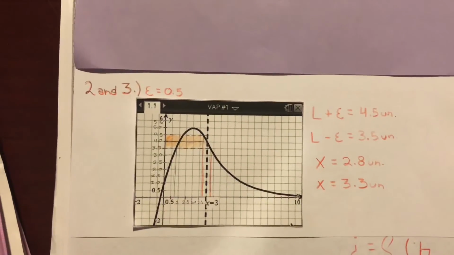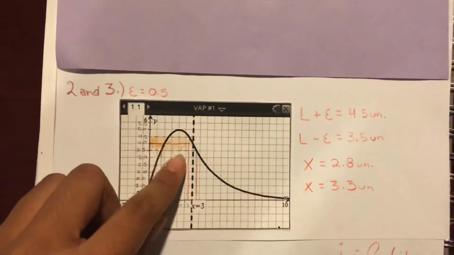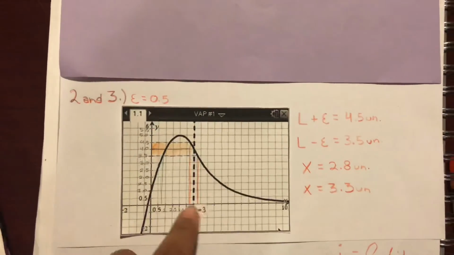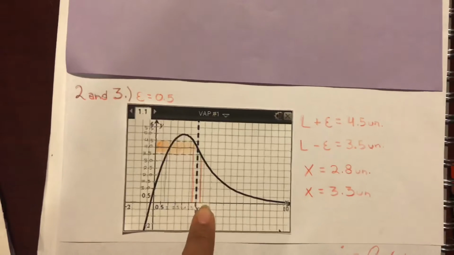After finding where 4.5 and 3.5 intersect the function we were given, we then find the x values that correspond by drawing vertical lines straight down and estimating to the nearest tenth what these values might be. So I estimated that it was 2.8 and 3.3 units.